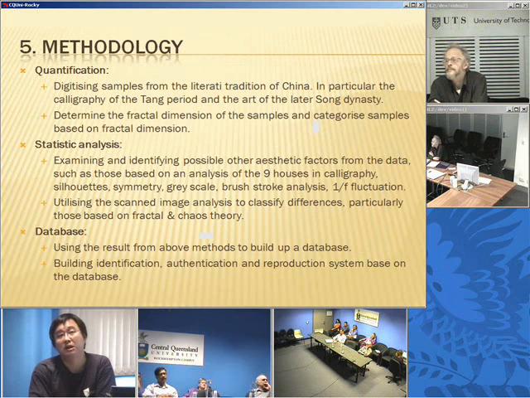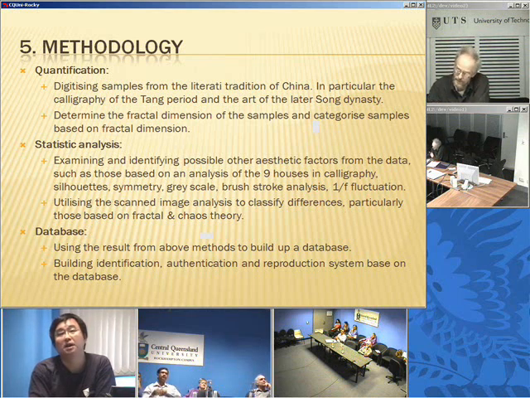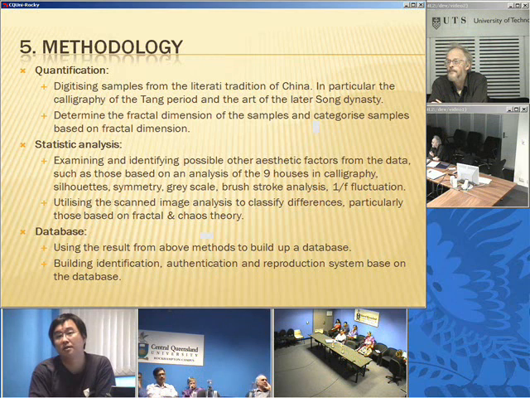Firstly, quantification. We digitized the samples from the literature tradition of Chinese art, in particular the graphic calligraphy of the Tang period and the art of the later Song dynasty, determined the fractal dimension of the samples, and categorized them based on the fractal dimension. Once we have that, we can use statistical analysis to examine and identify the aesthetic factors from the data, such as those based on an analysis of the nine-palace grid in the calligraphy, also silhouette, symmetry, grayscale and brushstroke analysis, or 1/f fluctuation analysis, and then utilize the scanned images and analysis to classify the differences, particularly those based on fractal and chaos theory.